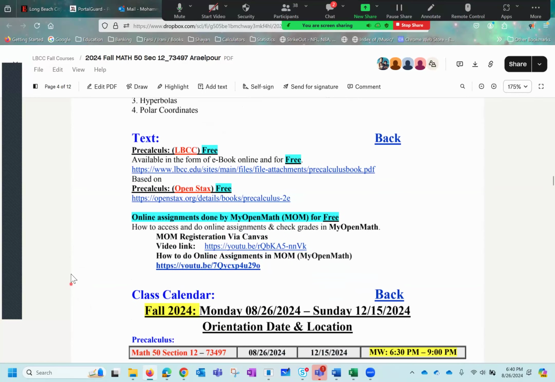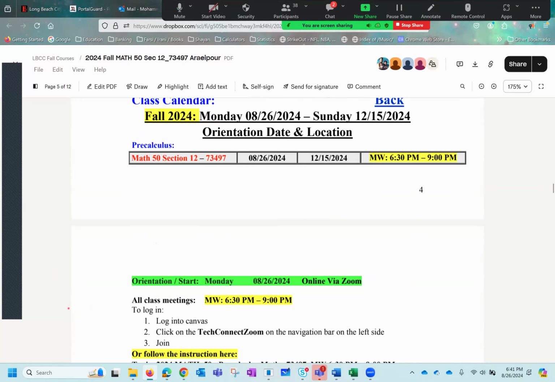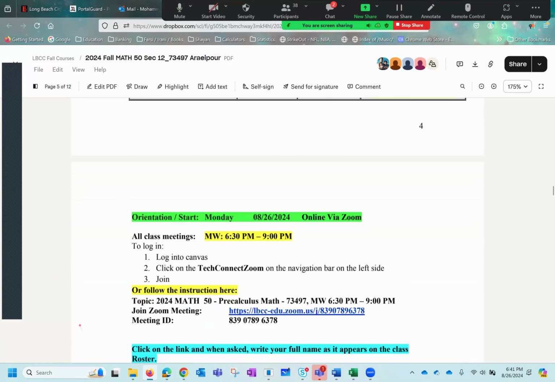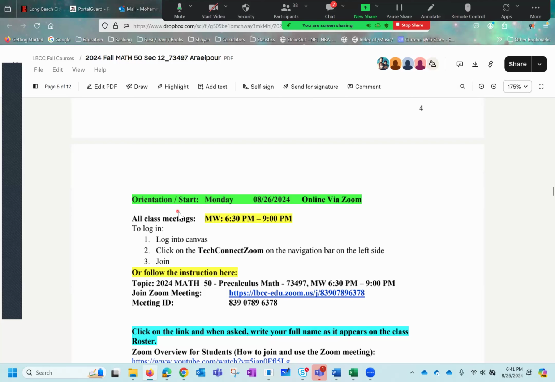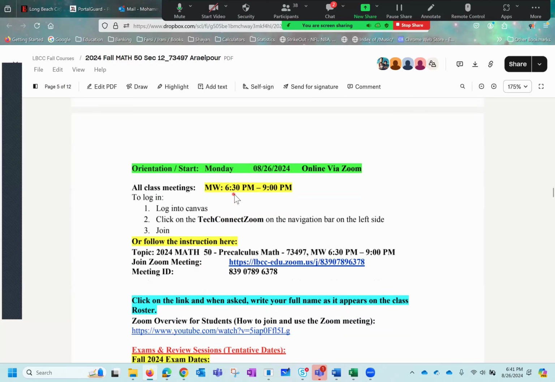And digital platform provided by My Open Math, short MOM, which is free. The class calendar, orientation or start, it refers to today. And of course, all class meetings are the same, on Monday, Wednesday from 6:30 to 9.